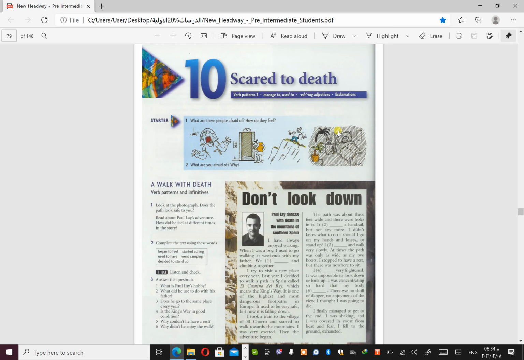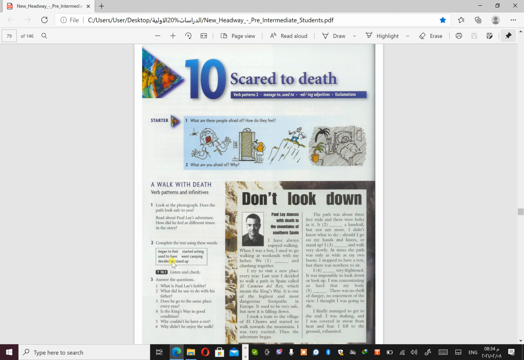Book Headway Plus Pre-Intermediate. If we look at the topic, "scared to death", here "scared" comes as an adjective. And if we look at the topics, it talks about verb patterns, the verb manage, use to, and some of the groups of verbs that we will talk about now, and how to use the -ed and -ing adjectives, okay?